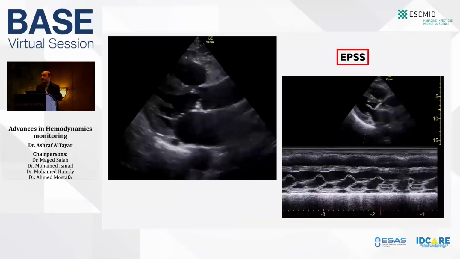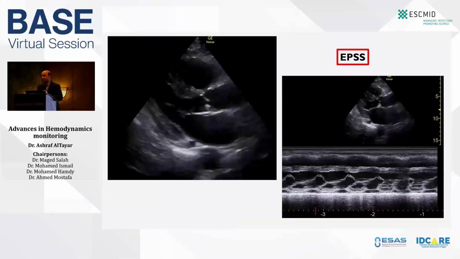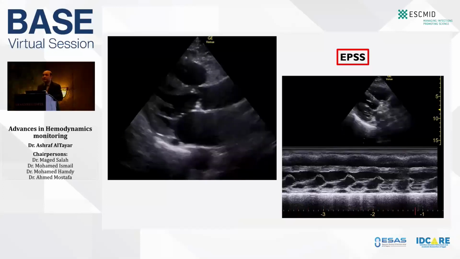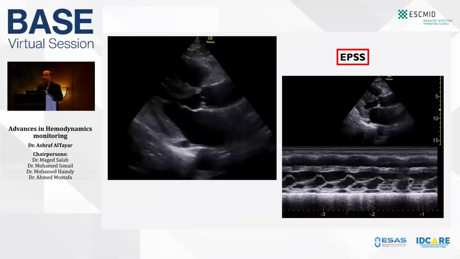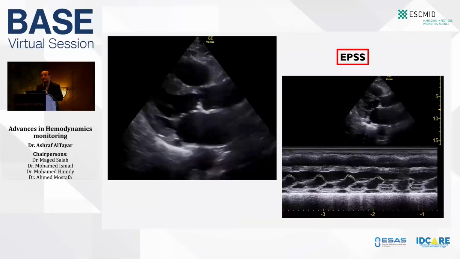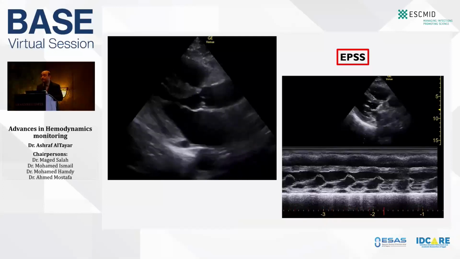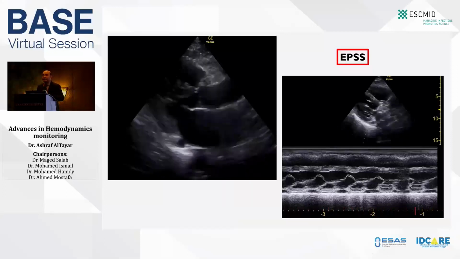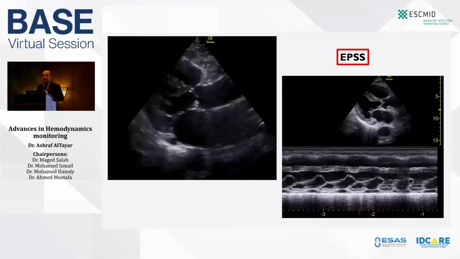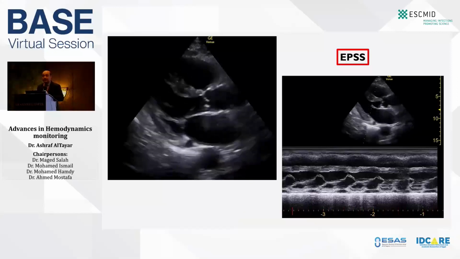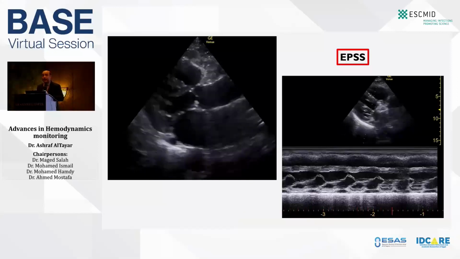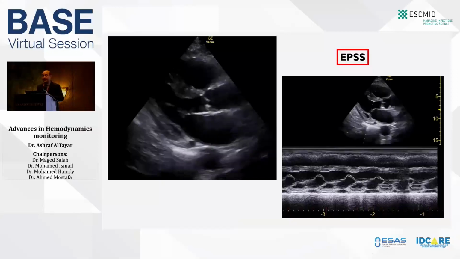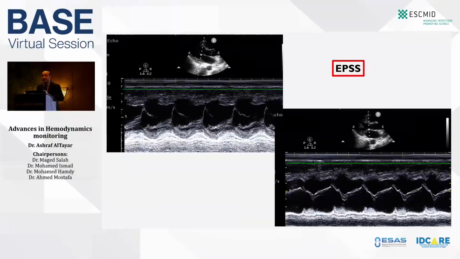There are tools that are easy to do at the bedside. One of them is to see how far the anterior mitral valve leaflet goes compared to the septum during the opening of the valve. We call it the EPSS, the E-point septal separation. Just open the mitral valve in the parasternal long view, and fire the M mode at the tip of this mitral valve, at the tip, not at the leaflet itself. Then you can have a measurement that can help you.